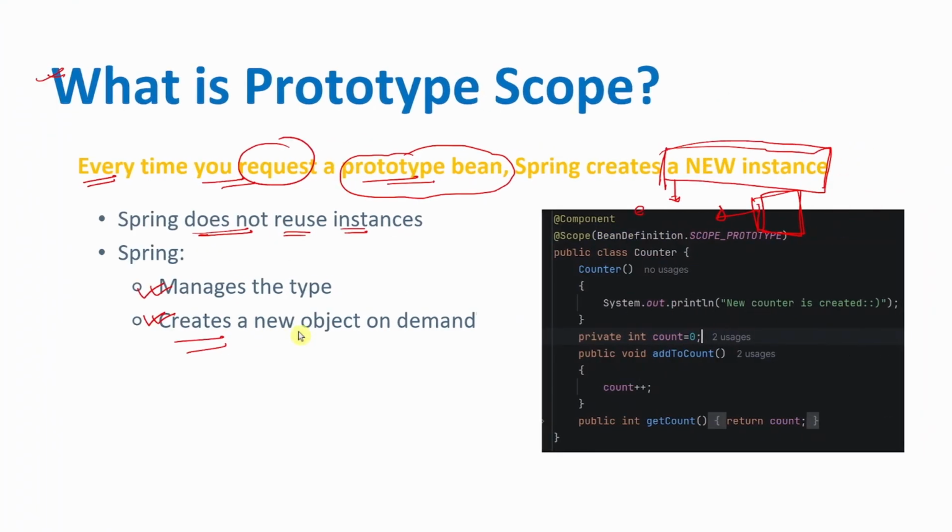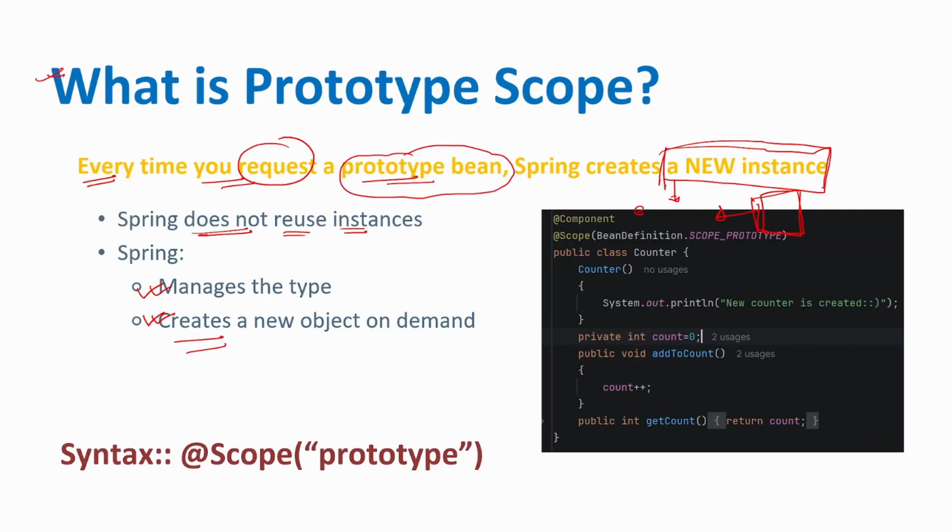And what is its syntax? Its syntax is like in scope, and in the double quotes we need to write the scope as prototype, or we can also use the bean definition dot scope prototype. It is basically prototype only. So let's see it in action.